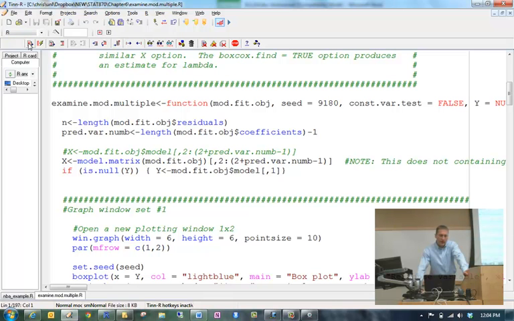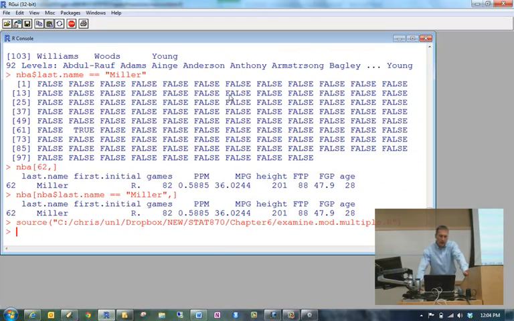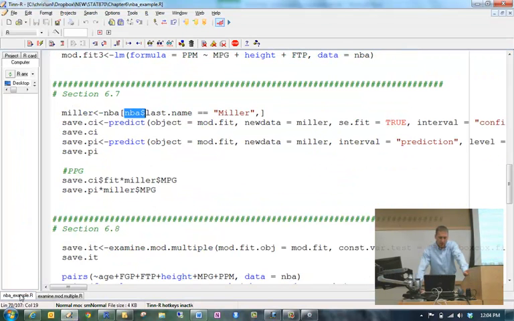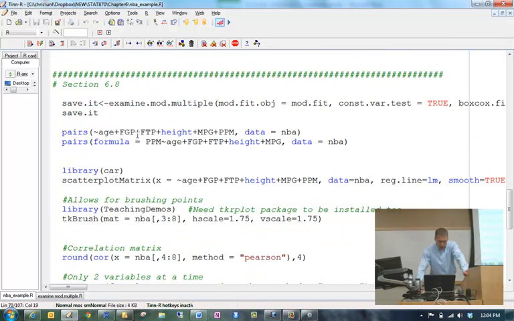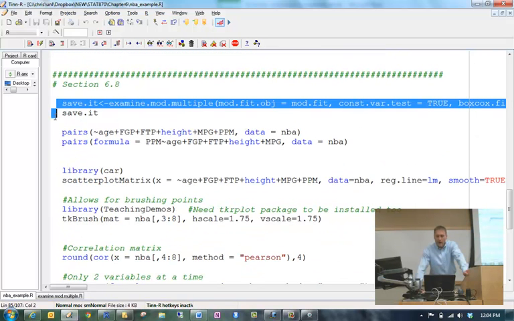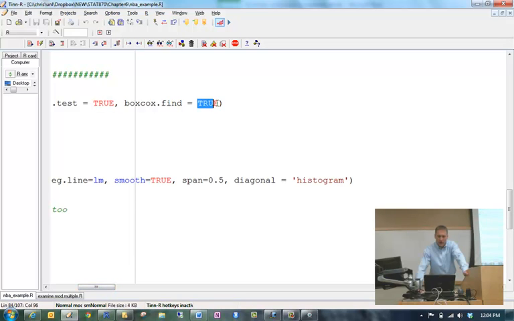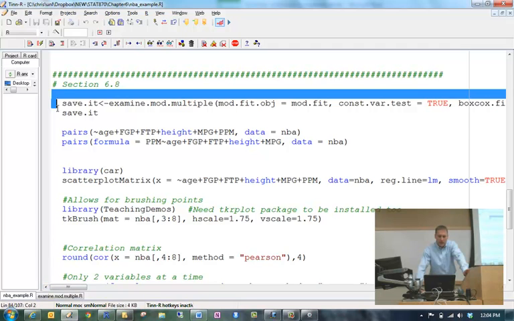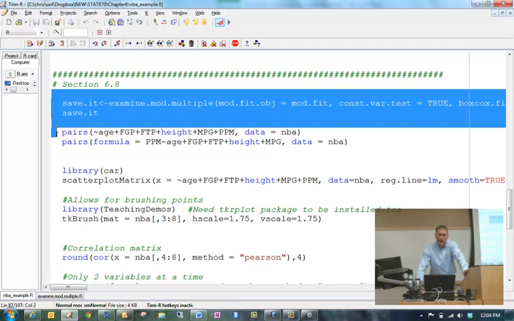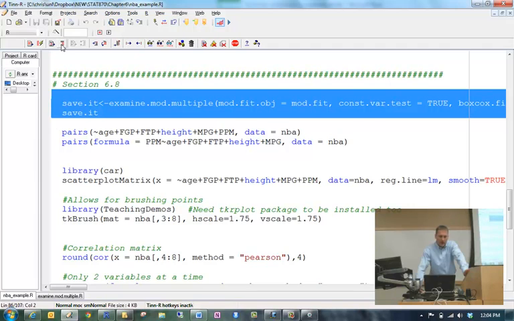To get the function into R, I can simply source my code so I have access to the function. Then we go to my NBA example.R program to run my function. It runs a similar way as before. Put in mod.fits. Do you want a constant variance test? Sure, why not? Do you want to do a Box-Cox transformation, or at least find it? Sure, why not? So I put a TRUE there. I put the results into save.it, and let's print what's in save.it just to see what's going on.